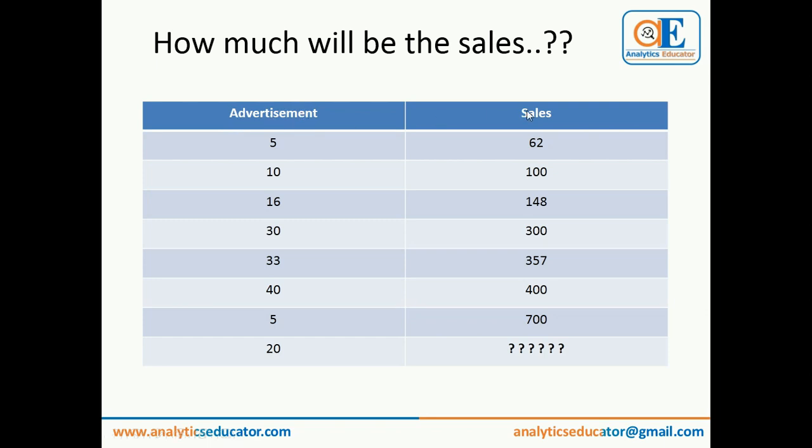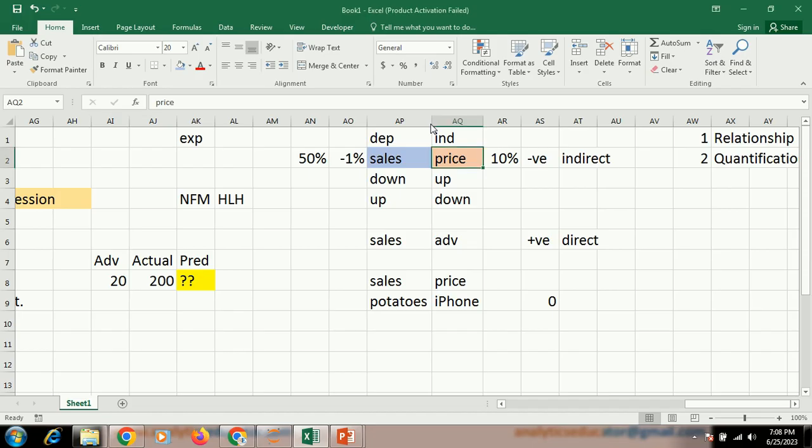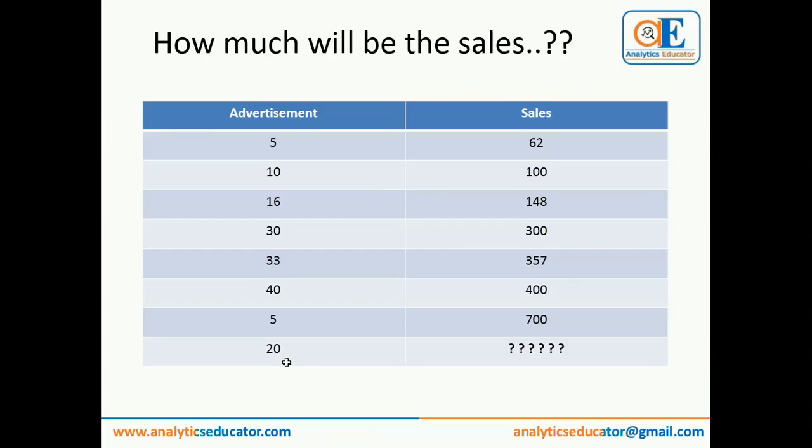Clear? Now my question is, if I change my independent variable, that is advertisement, what will happen to my dependent variable, that is sales? So I need to predict it. Now how do I do it?